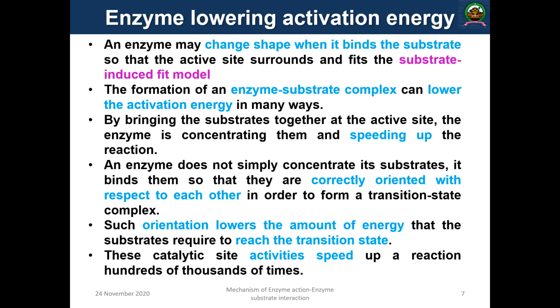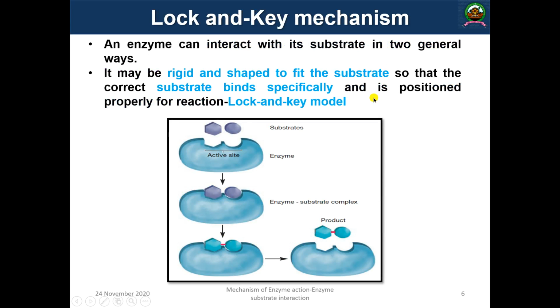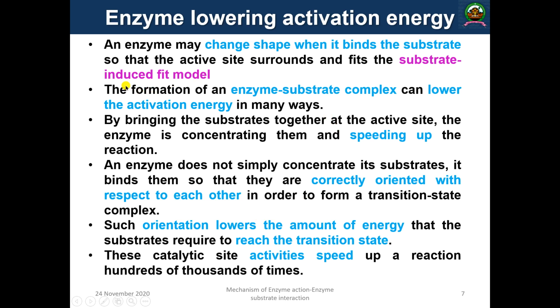One more theory is that the enzyme may change its shape when it binds with the substrate, so that the active site surrounds and fits the substrate. Here you can see that when the enzyme starts binding, the shape of the enzyme also becomes complementary to the shape of the substrate, so that the substrate can specifically bind to the pocket of the enzyme. That is known as the induced fit model. This is proposed by Dr. Daniel Koshland.